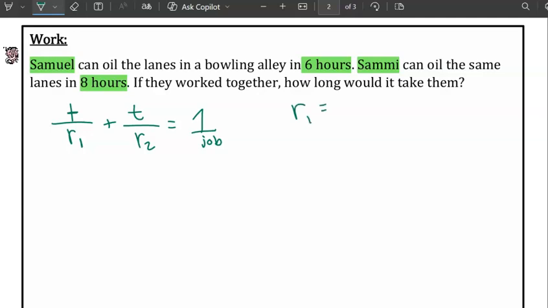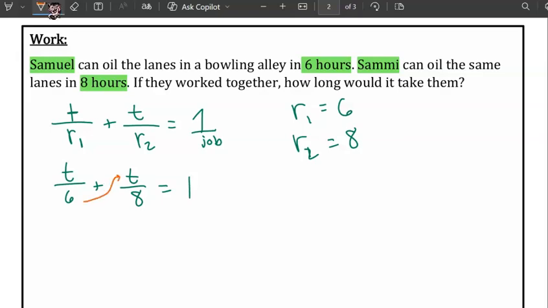Samuel's rate is 6 hours, so R1 is 6. And Sammy's rate is 8 hours, so R2 is equal to 8. Let's plug these into the equation and solve for T. T over 6 plus T over 8, which is 8t plus 6t divided by 48, equals 1.